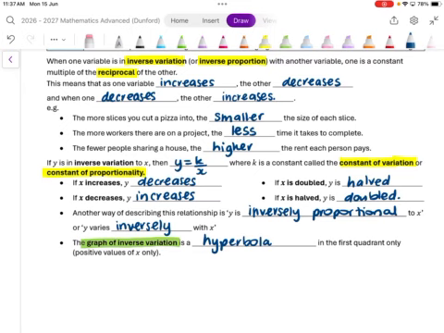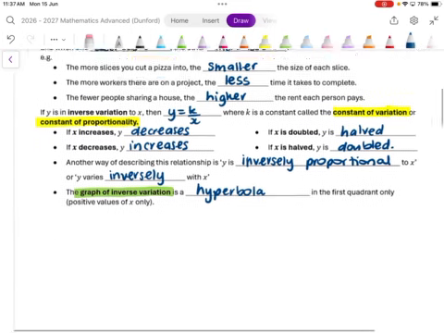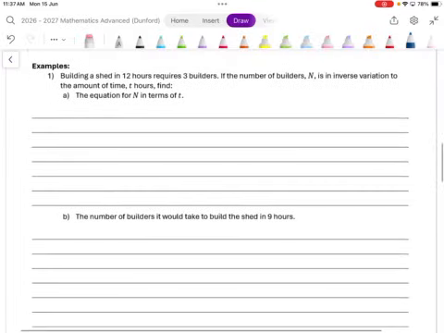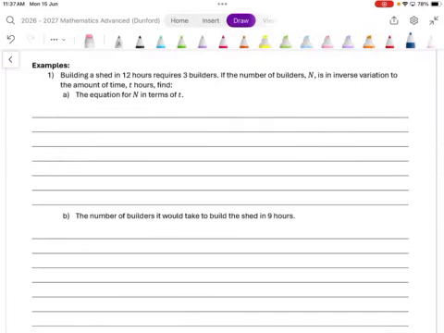We're just going to look at our examples, which are on our next page. Our first example is that we are building a shed. When we build a shed in 12 hours, it requires 3 builders. If the number of builders n is in inverse variation to the amount of time t hours, then we want to find the equation for n in terms of t. It's going to be n equals k over t, because we are using y equals k on x. When we have inverse variation, that is the formula we want to look at.